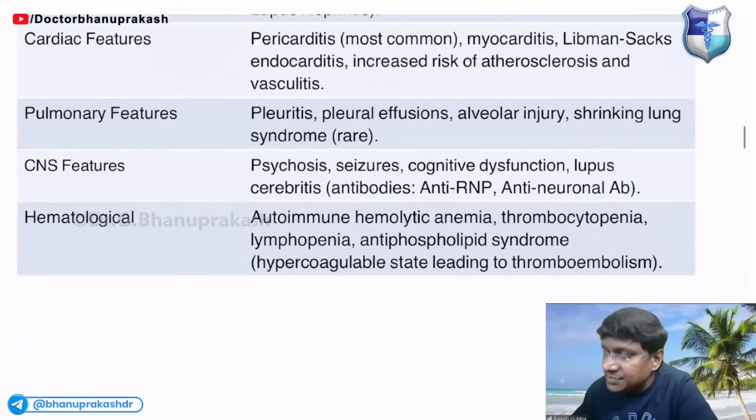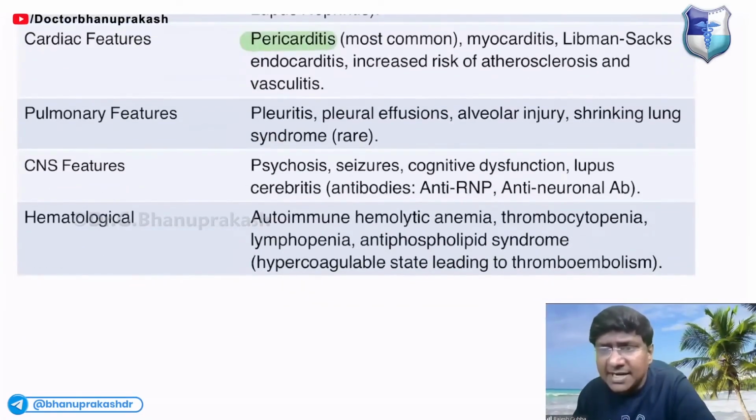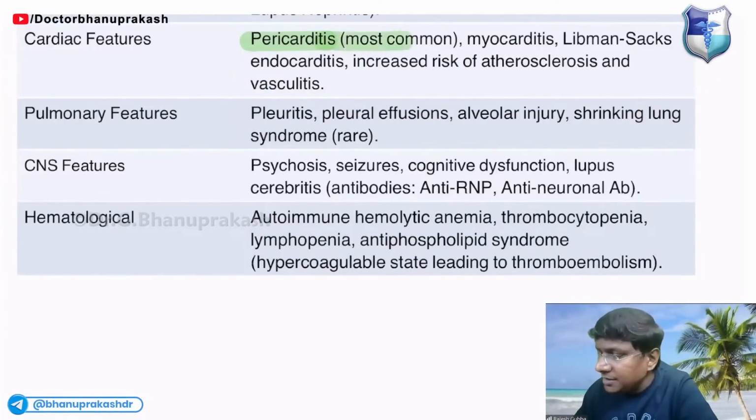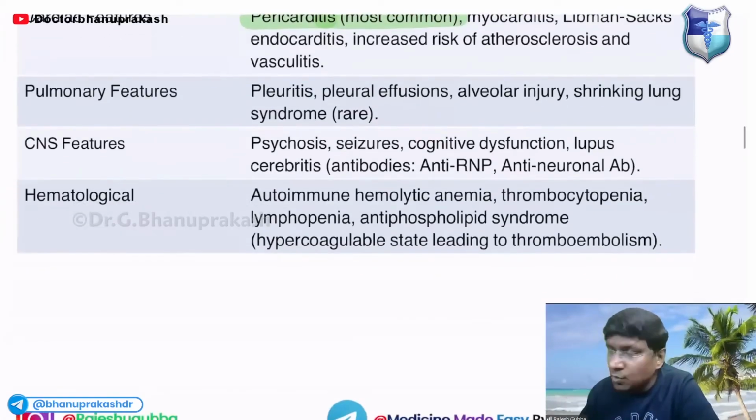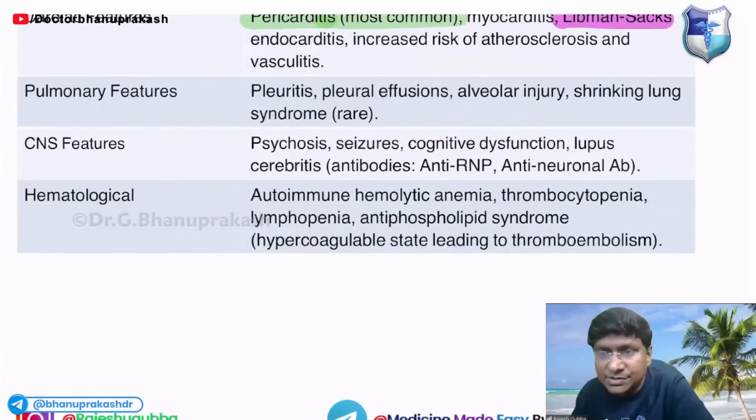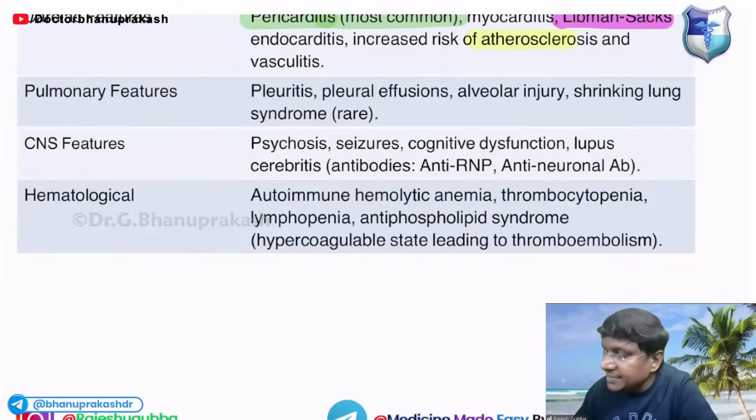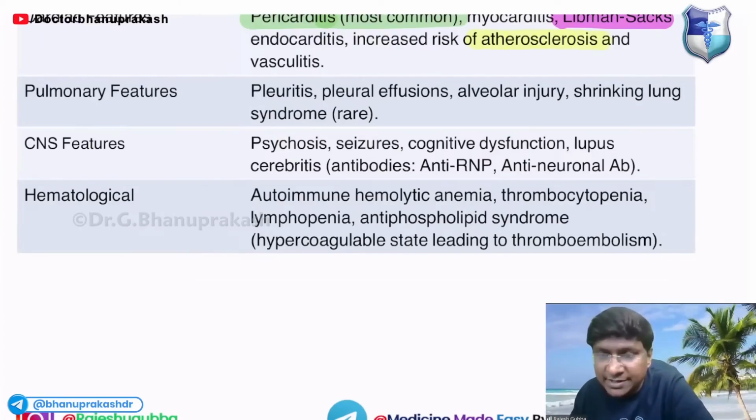What are the cardiac manifestations? Pancarditis, pericarditis, myocarditis, endocarditis will be there. But which is more common? Pericarditis is more common. What will be the endocardial involvement? That is Libman-Sacks endocarditis, where there is valvular involvement. And these patients are at increased risk of atherosclerosis and vasculitis.